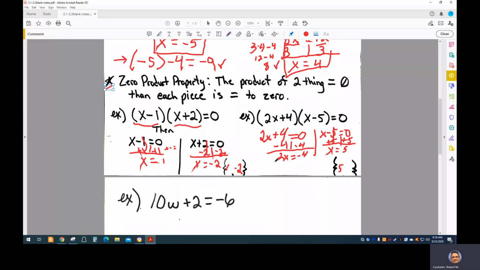And then this 2 is being multiplied. So the opposite of multiplication is division. Now these can cancel, like 2 divided by 2. Anything divided by itself cancels out. Well, if I divide one side by 2, I have to divide the other side by 2.